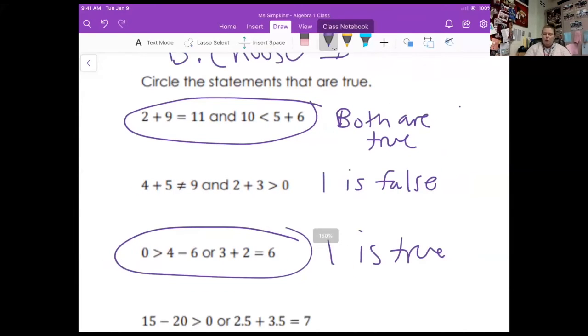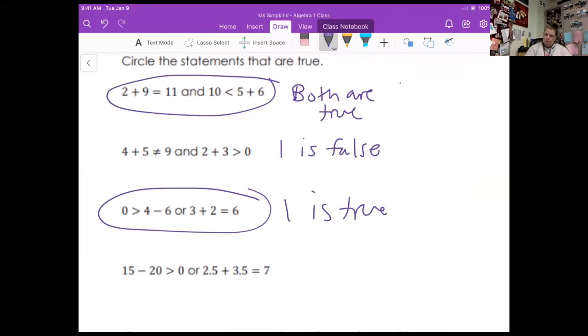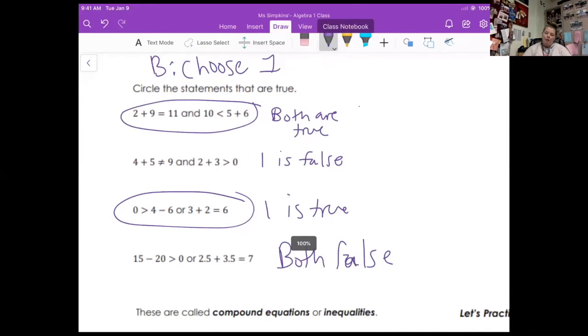And the last one, 15 minus 20 is greater than 0. That's false. Yeah, -5 is not greater than 0. What about 2.5 plus 3.5 equals 7? No, so they're both false. So we can't circle that one. Even though it's an or, at least one of them has to be true.